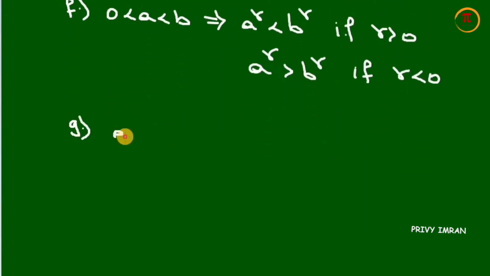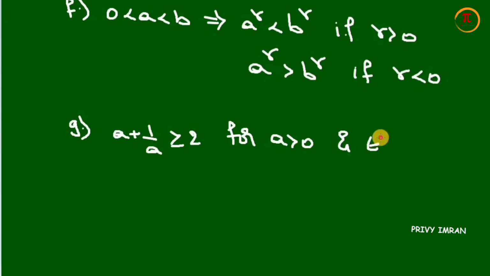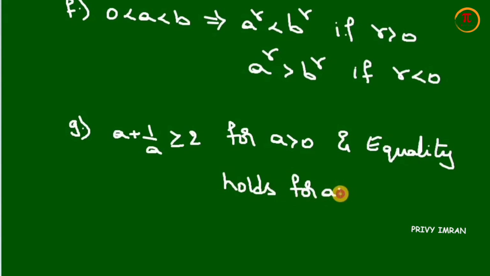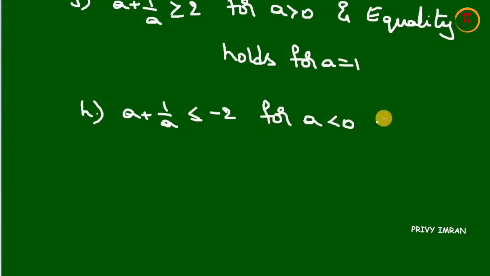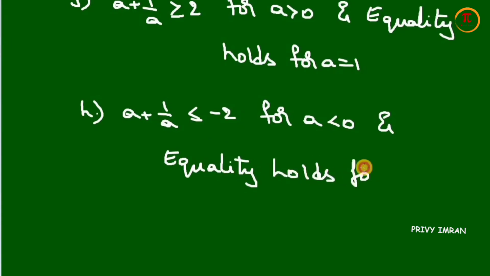Point G. a plus 1 divided by a is greater than or equal to 2 for a greater than 0, and equality holds for a equals 1. Point H. a plus 1 divided by a is less than or equal to minus 2 for a less than 0, and equality holds for a equals minus 1.